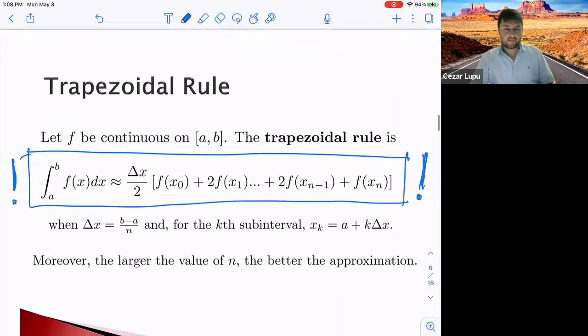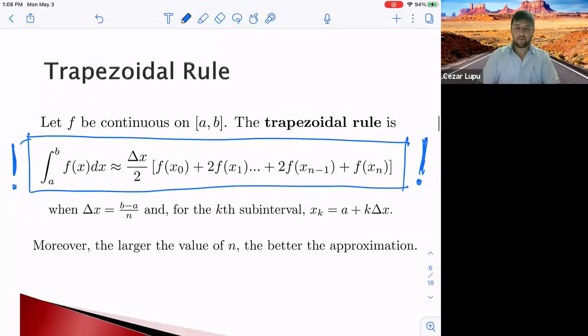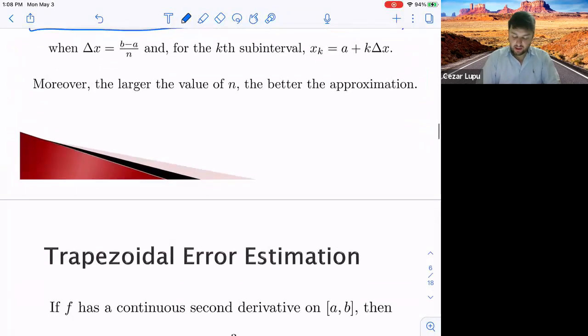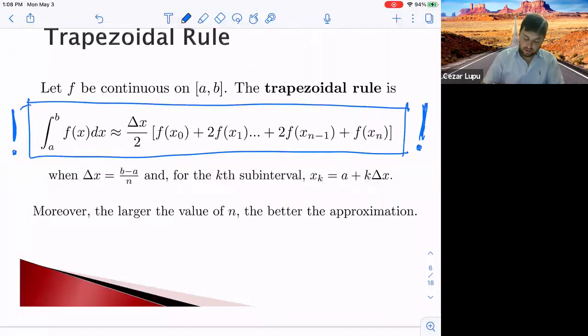So as n grows larger, this is getting a better and better approximation. Okay, so this is the trapezoidal rule. You see, this is a bit more efficient than just approximating by rectangles. And now let me see, what about the error? In fact, let me just ask the question. What about the error?